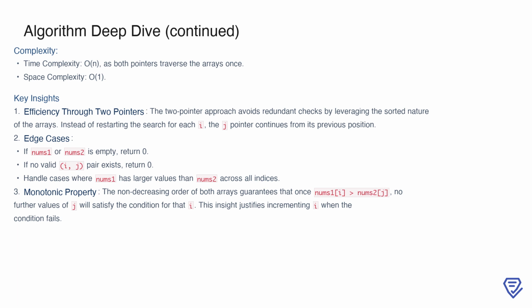Several key insights make this approach effective. First, it leverages the sorted nature of the arrays, allowing us to skip redundant checks by moving the j pointer forward instead of restarting for each i. Second, it handles edge cases gracefully. For instance, if either array is empty or if no valid pair (i, j) exists, the algorithm returns 0. Additionally, it accounts for scenarios where all values in nums1 are greater than those in nums2. Lastly, the monotonic property of the arrays ensures that once the condition nums1[i] <= nums2[j] fails, no subsequent values of j will satisfy the condition for that i, justifying the need to increment i.